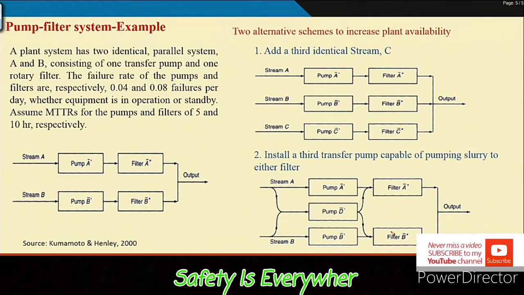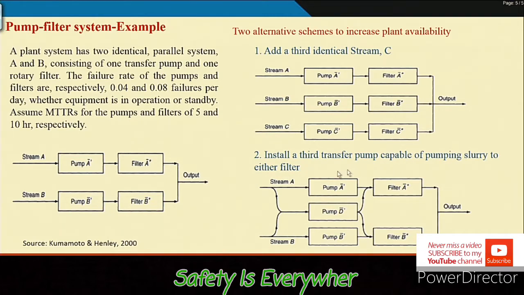So, this is an example, but it can be incorporated or augmented for more number of choices also, and that is the basis of this presentation with reference to the pump filter system. I have taken this example and the resulting calculation from the book written by Kumamoto and Henley, Probabilistic Risk Assessment and Management for Engineers.